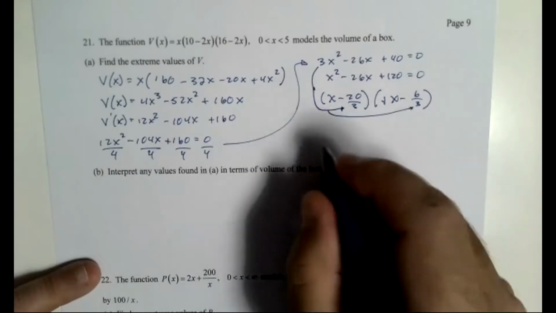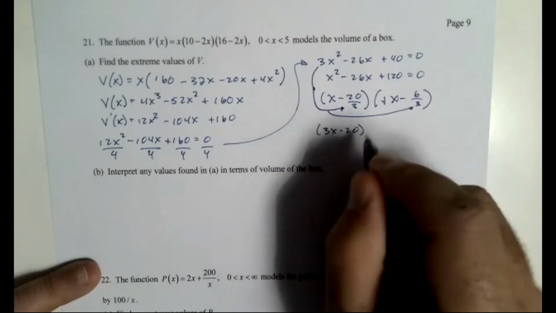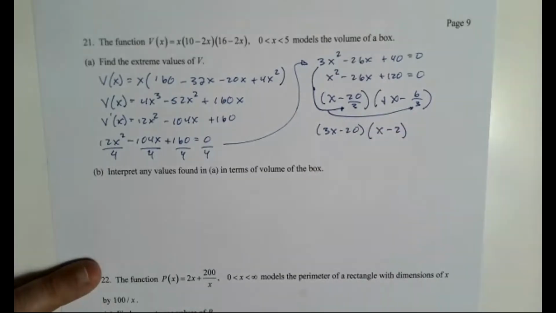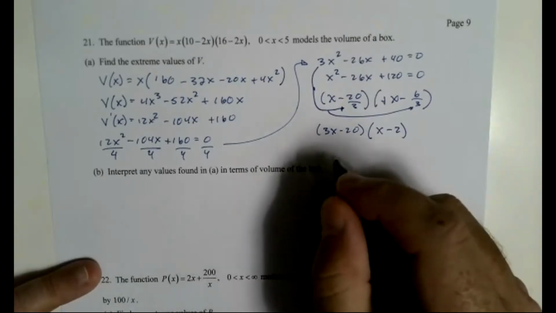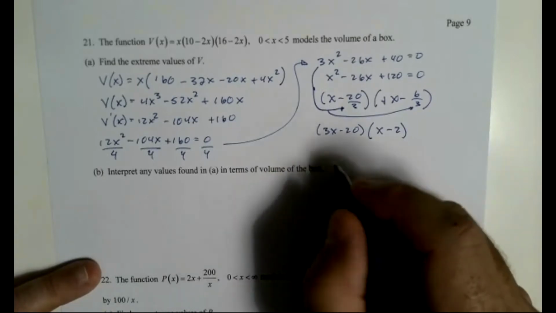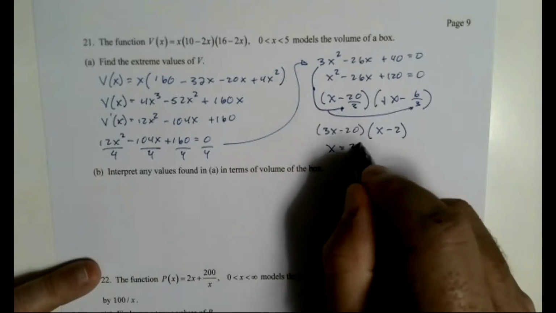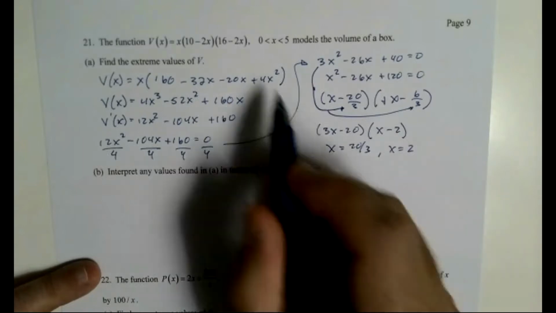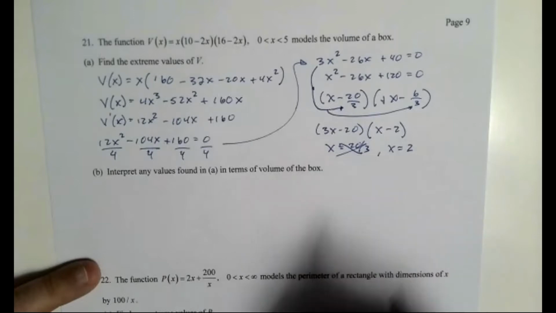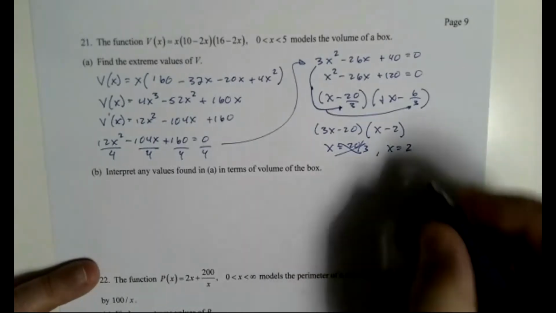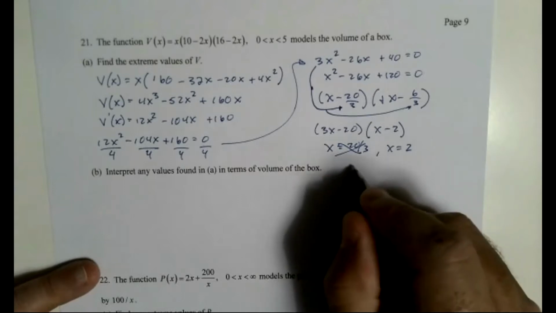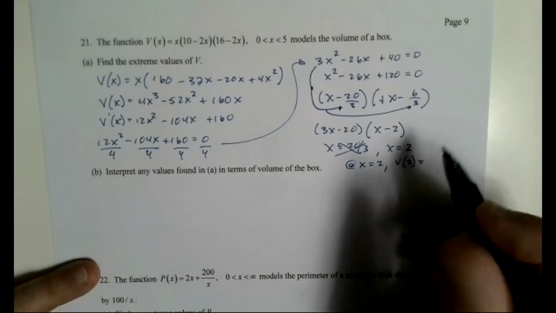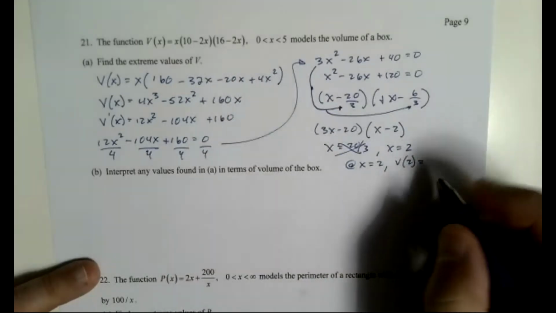We can divide it, we do. If not, we throw it up. 3x minus 20, x minus 2. X equals 20/3. X equals 2. 6 times 3 is 18 outside of this. So at X equals 2, V of 2 equals, plug it back in here and I get 144.